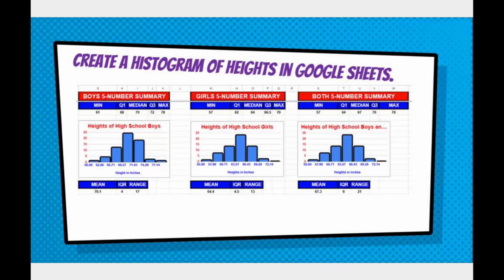These are all of the histograms for both the boys, the girls, and everybody together. And if we notice, they are approximately symmetric, and they should be. They're kind of bell shaped, but they are approximately symmetric. These are not left skewed or right skewed.